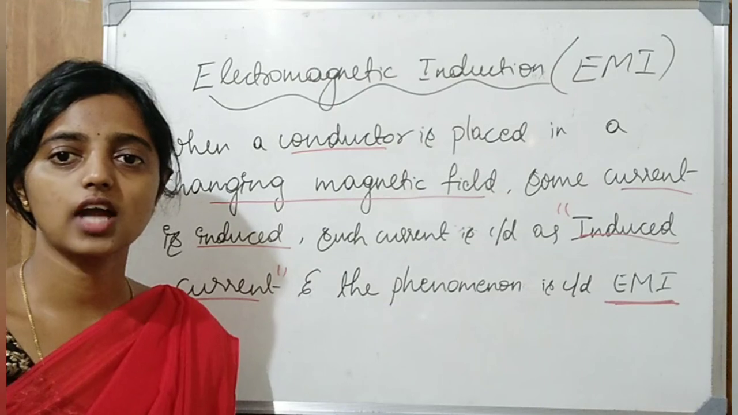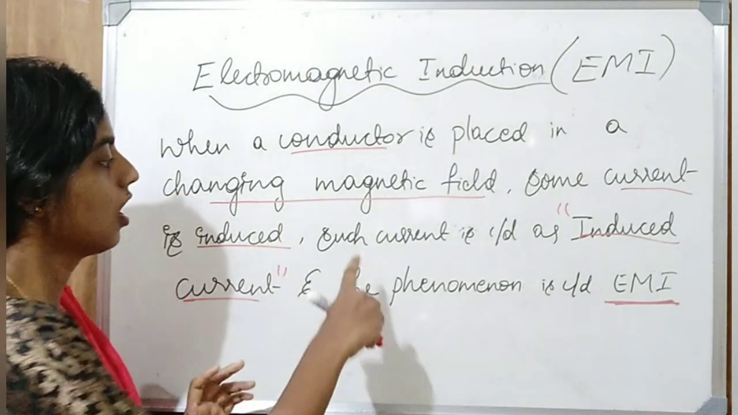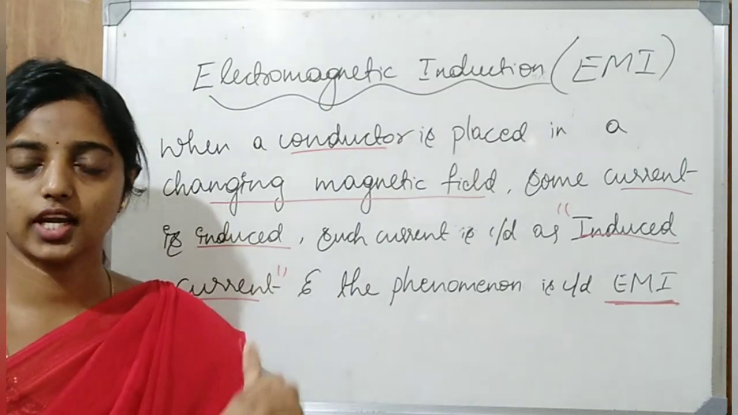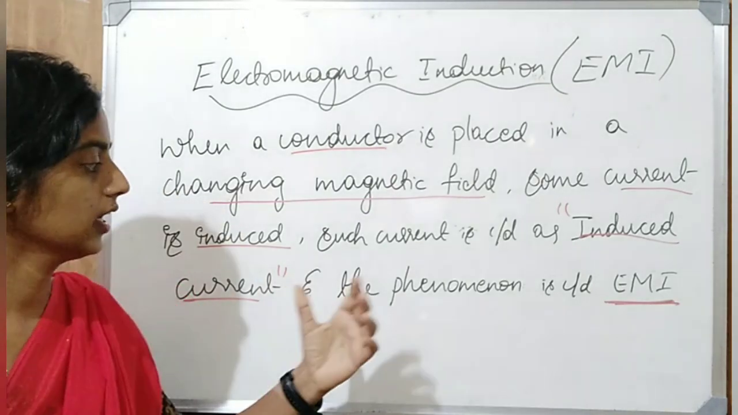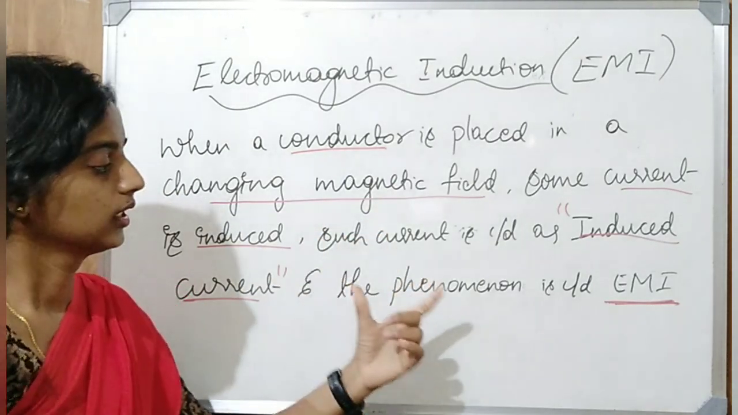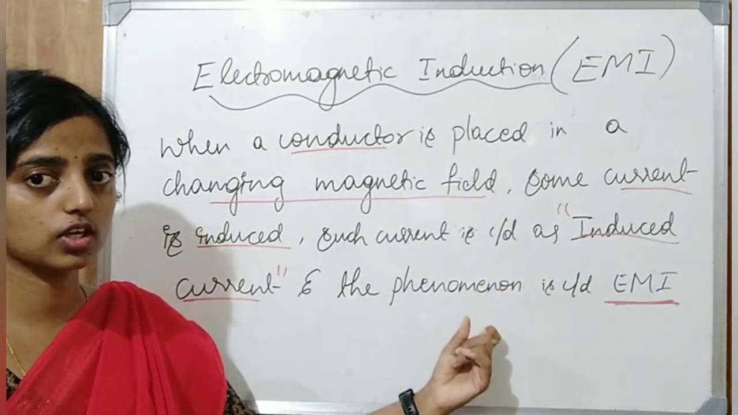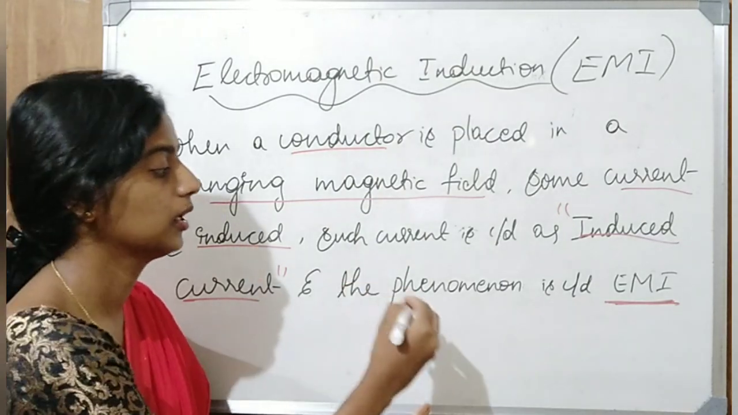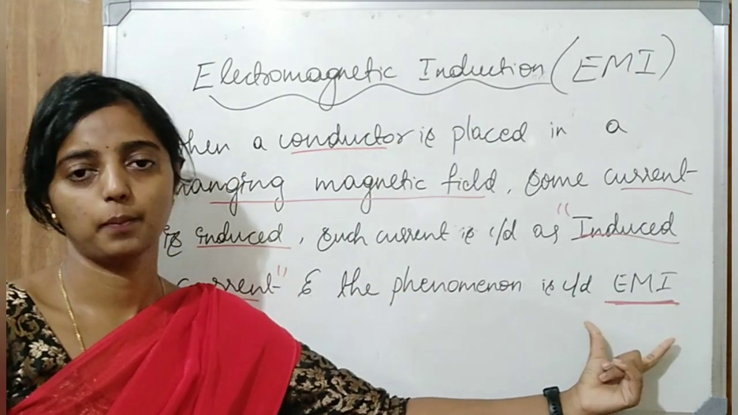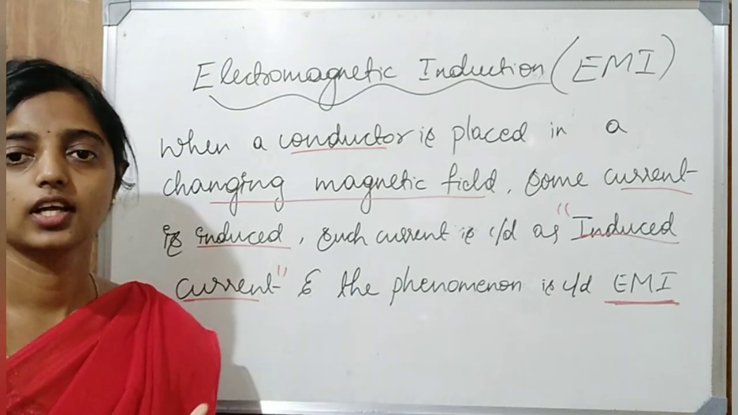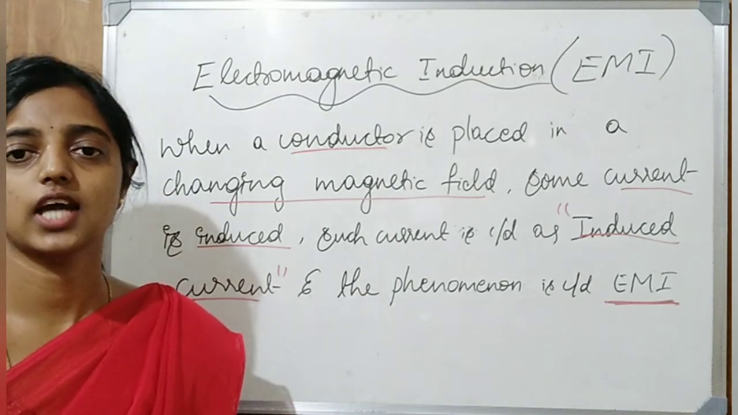So from the first activity, we'll understand how current is produced, and that is called induced current. And from the second activity, we'll understand something happening in that activity: from that induced current something will happen, and that phenomenon is called EMI, electromagnetic induction. So to understand this definition, let us see what that activity was.